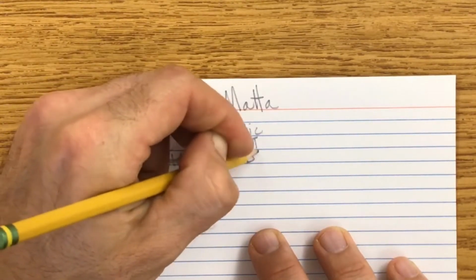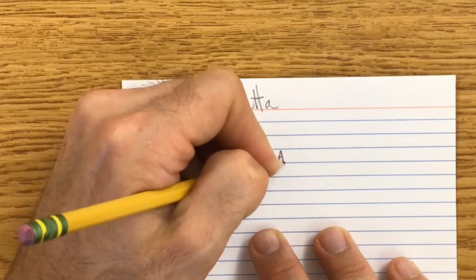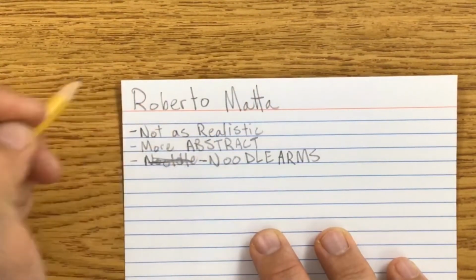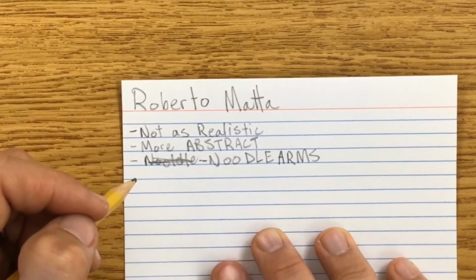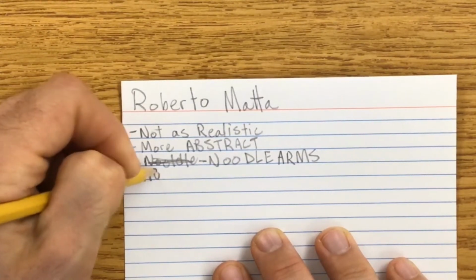Noodle arms. Yeah, that's right. That's something we talked about. Being kind of noodly, undefined, squiggly. That's a big part of his work that I see in some of those pictures that I like.